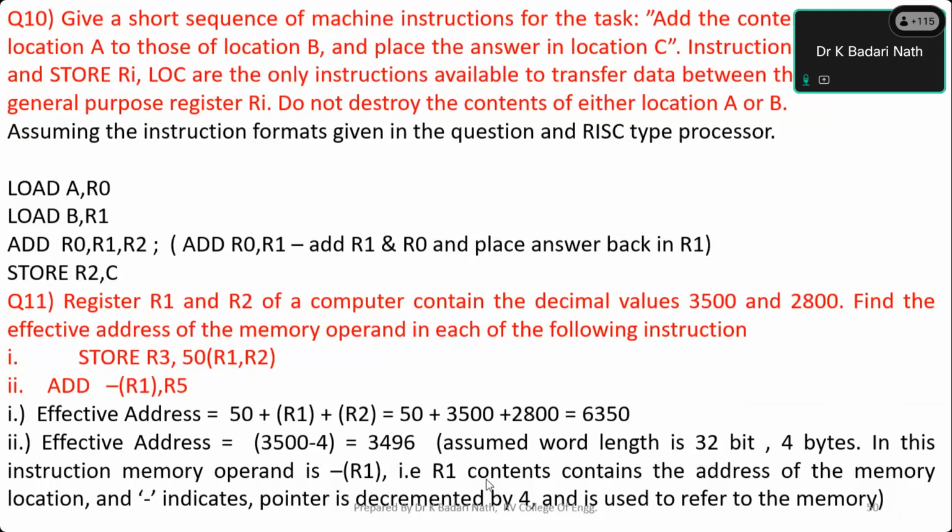So again, the R1 contents now contain the address of the memory location. So the pointer is decremented by 4 and is used. That's all the case. We don't require to perform any operation here. The question is only asked to compute the effective address. So the answer is 3496.